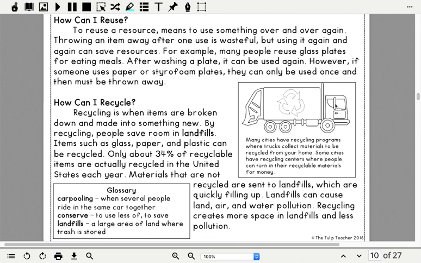So we've got a picture over here of a recycle truck, and it tells us many cities have recycling programs where trucks collect materials to be recycled from your home. Some cities have recycling centers where people can turn in their recyclable materials for money. And we have our glossary over here where it says carpooling, when several people ride in the same car together. Conserve, which means to use less of or to save. And then landfills. Landfills are large areas of land where trash is stored.